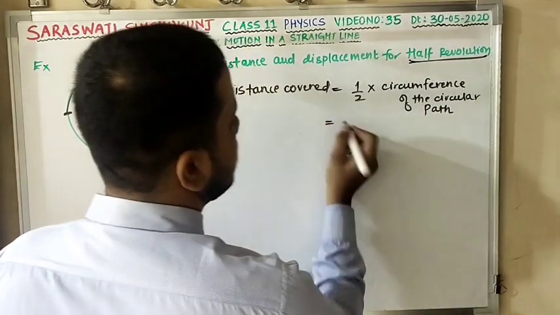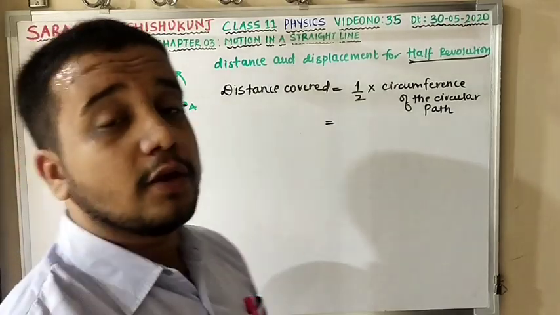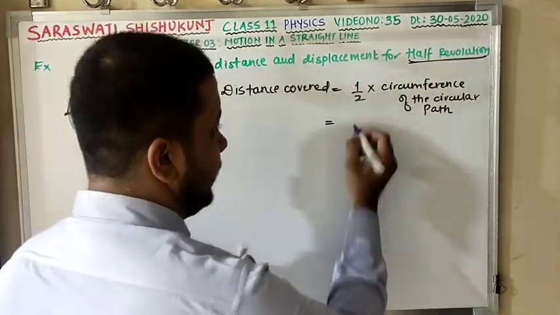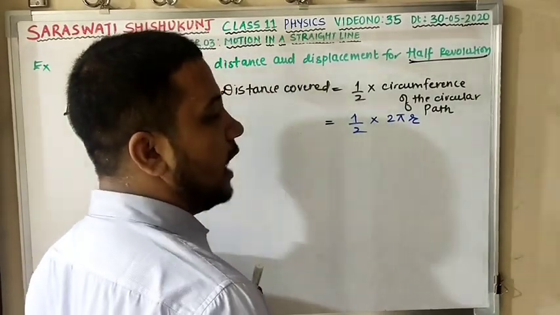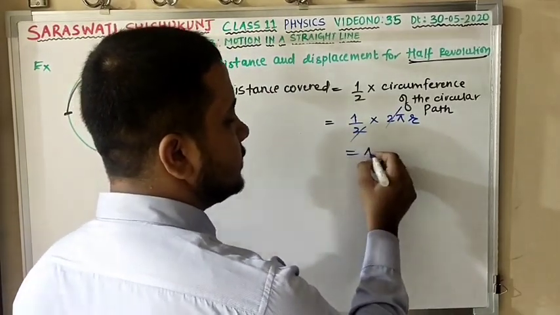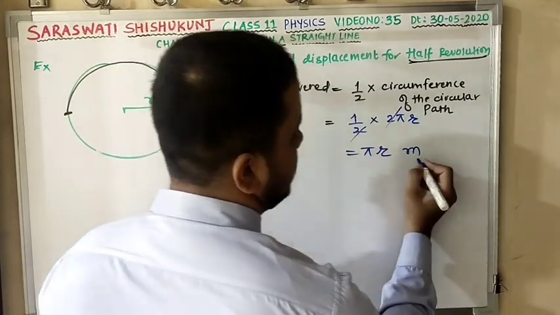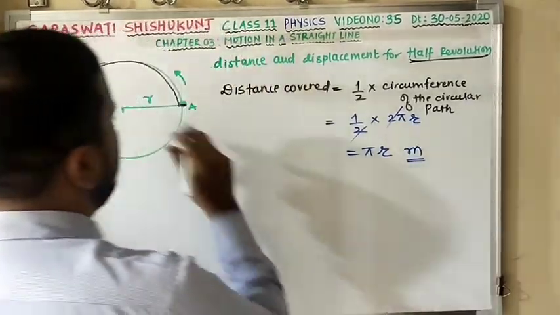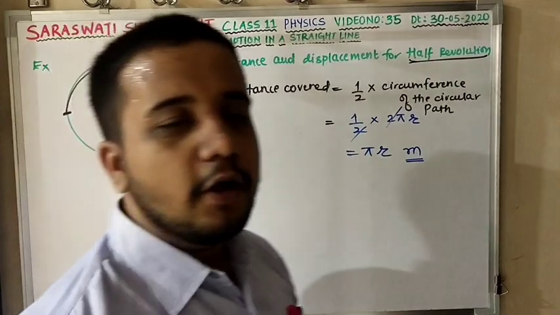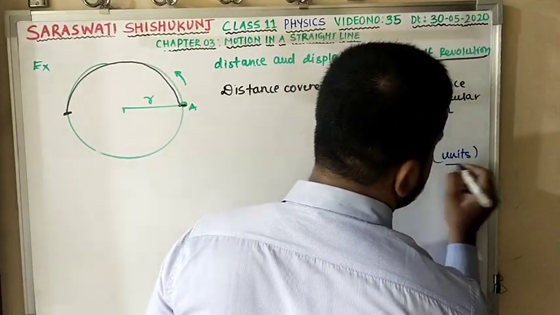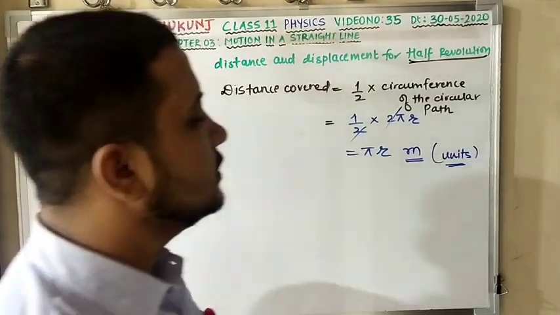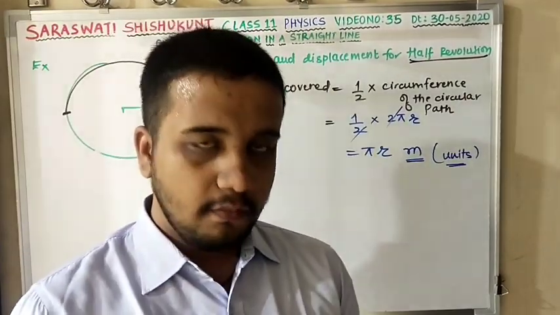Is this clear? Now what are you going to substitute? Anybody know the circumference of the circle formula? Very good. That is 1 by 2 into 2 pi. The radius they have provided is r. So 2 cancels, and my answer is pi r. Unit will be meters. If they have not mentioned any unit for r, you can put meter as the unit. Is this clear? Perfectly clear.